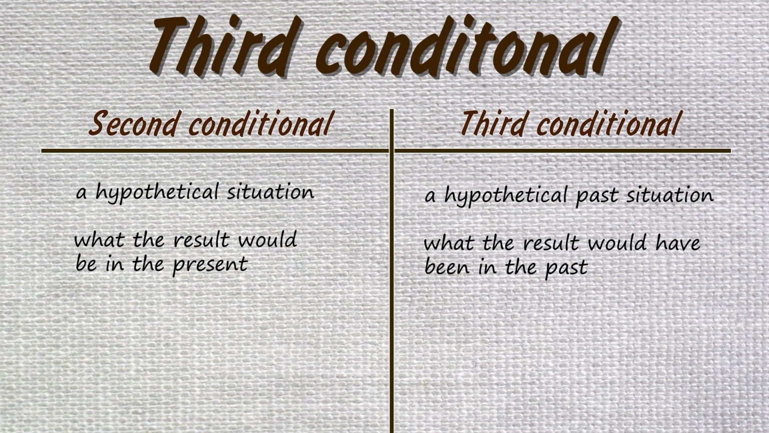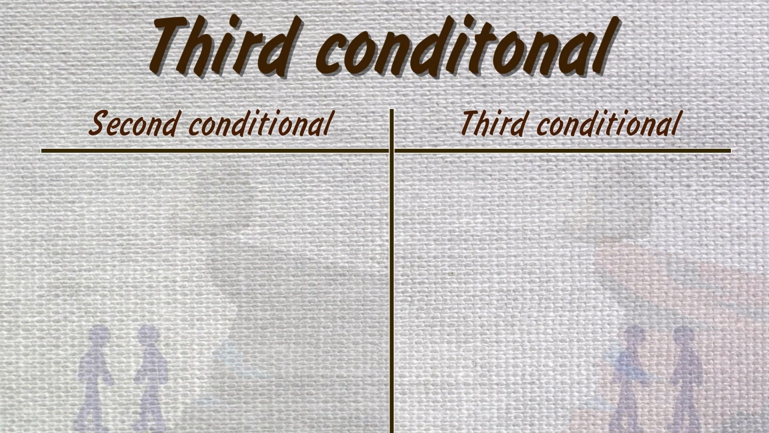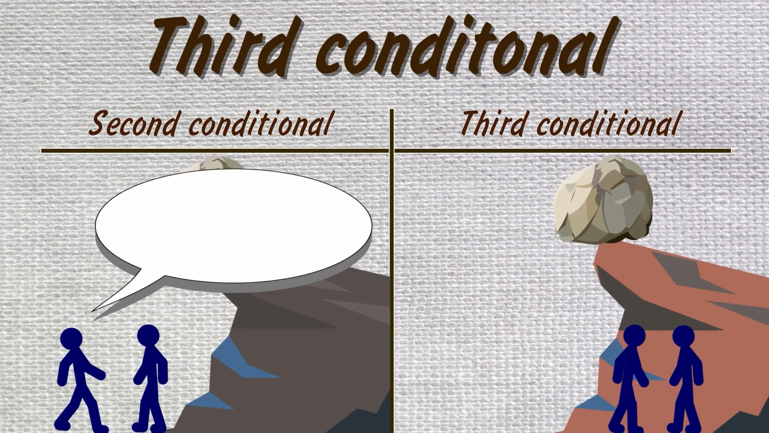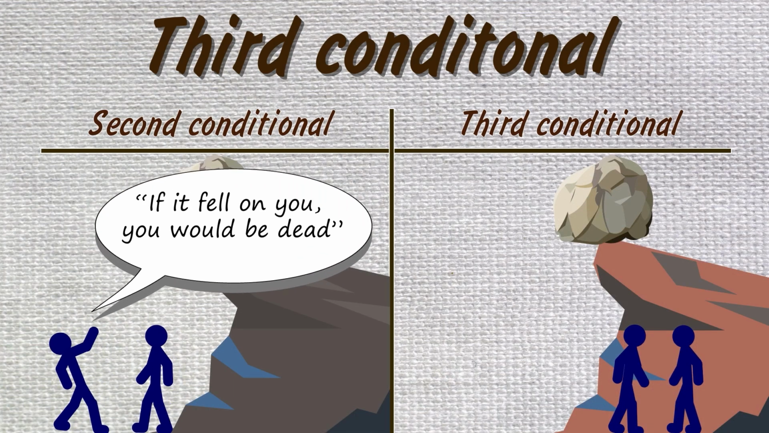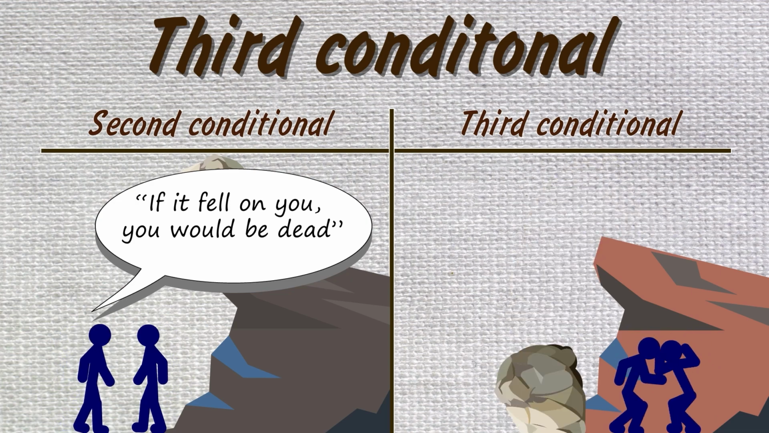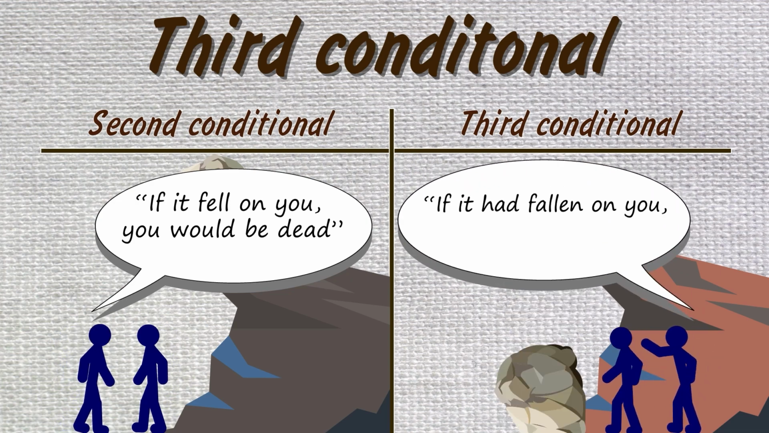So, let's look at two examples to understand the difference. If it fell on you, you would be dead. If it had fallen on you, it would have killed you. The second conditional is describing a hypothetical situation and the result of that situation in the present. The third conditional is describing a hypothetical situation and what the result of that situation would have been in the past.